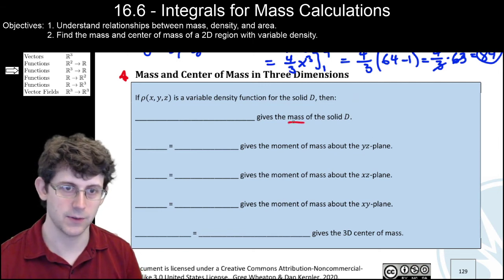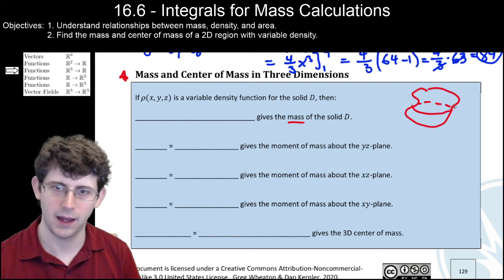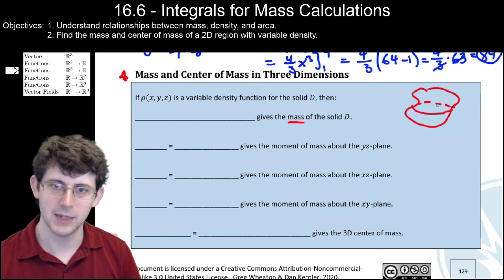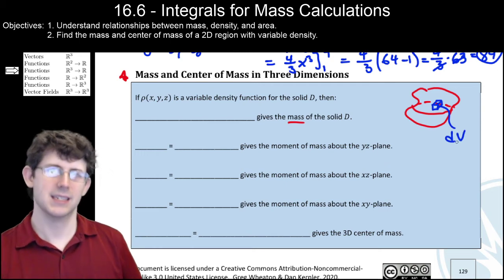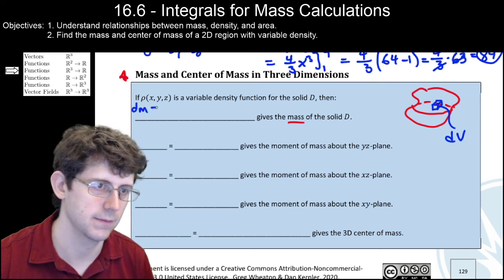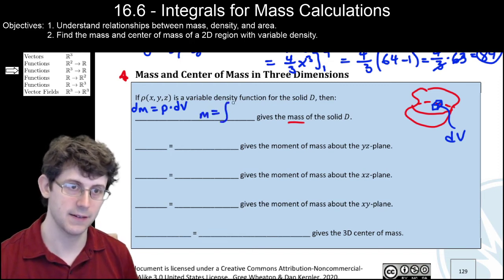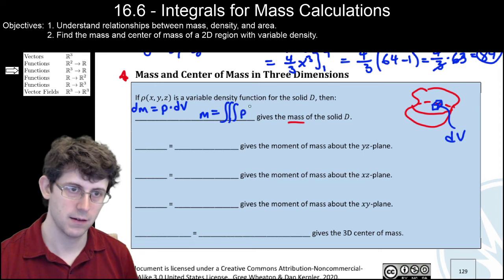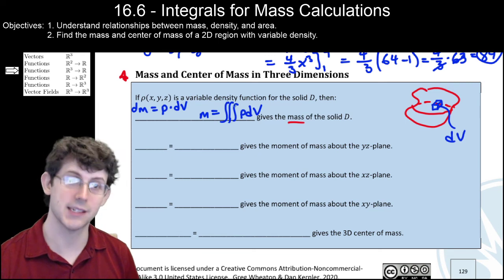How do you find the center of mass? Let's just do this. We're going to take our blob object, whatever it is, and slice it up into little tiny pieces. The little tiny pieces will have volume dV. A little bit of mass would be the density times the volume. So the mass would be the integral of all the little bits of mass. Because this is dV, I'm going to be working in 3 variables. This is a triple integral.